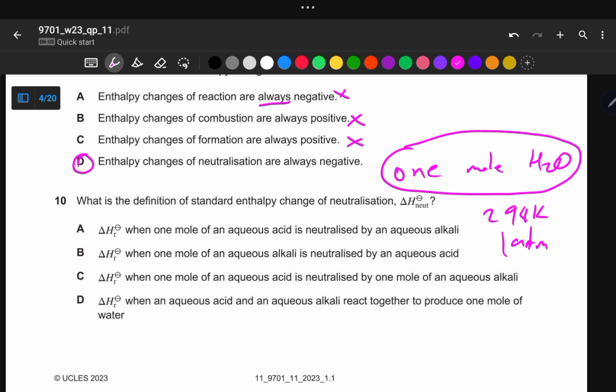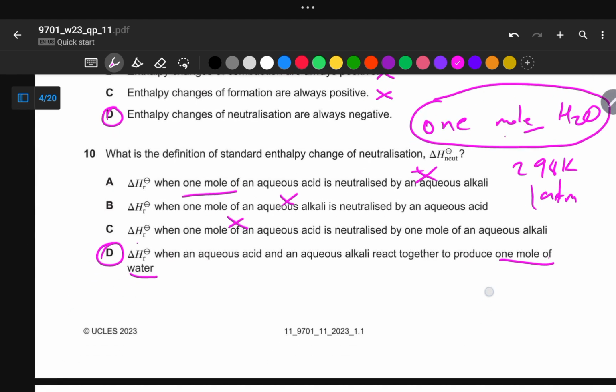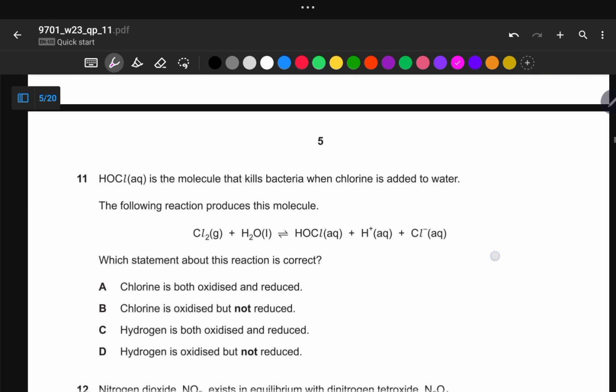So the enthalpy change of reaction is when 1 mole of an acid, so it's 1 mole of water, so this becomes false. 1 mole of an aqueous alkali, so this becomes false because we are referring to 1 mole of water. And then 1 mole of acid, false again. And then when an aqueous acid and an aqueous alkali react together to produce 1 mole of water, so our answer is equal to D. And we are now moving on to number 11.